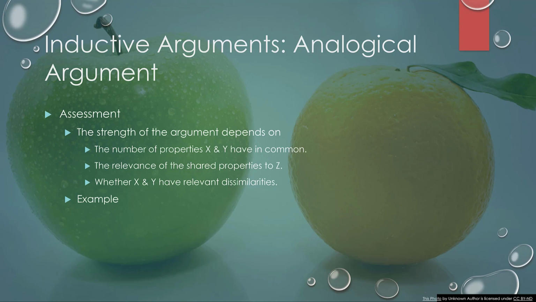So as you might imagine with an inductive analogical argument, since it's an analogy, it's about how much they're alike. That's kind of the obvious standard. A bit more formally, here are the 3 standards. The first is the number of properties they have in common. The more things they have that are shared, the better the argument.